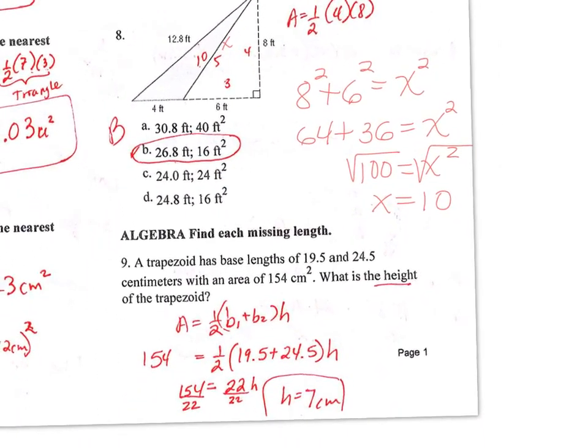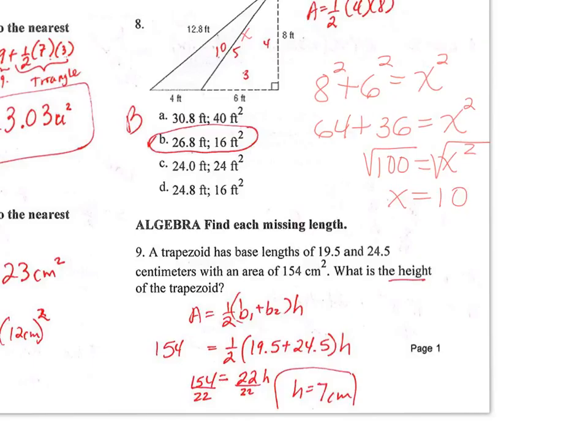Okay, now problem number 9. In number 9, they're saying a trapezoid has base lengths, so they're giving you the two bases, of 19.5 and 24.5. And they're giving you the area. So area is 154. So what you do is you find the h by getting rid of all of this here. So 19.5 plus 24.5, half of that, it's 22. Then you divide by 22, and that gives you that the height is 7 centimeters. And that was the answer.